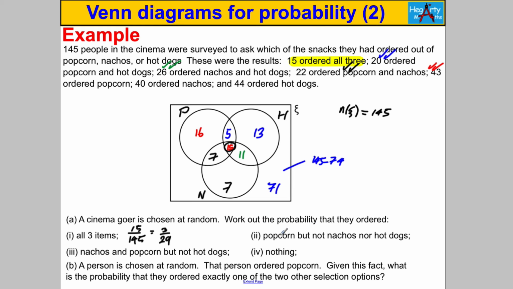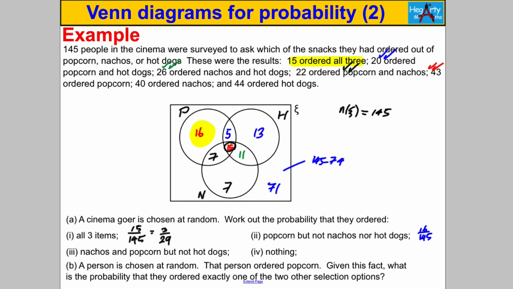Next, the probability that they ordered popcorn but not nachos nor hot dogs. So just the people who ordered popcorn, but they couldn't have ordered nachos or hot dogs. They're just these 16 people. So it's simply going to be 16 out of 145, like that. And that doesn't simplify.